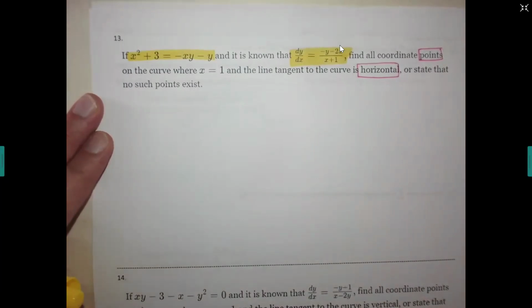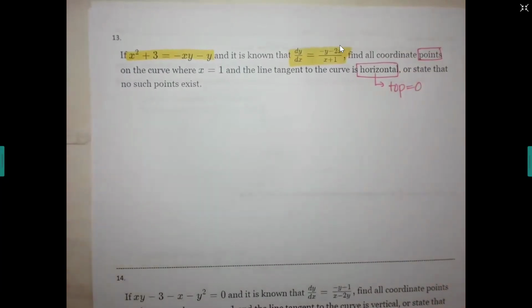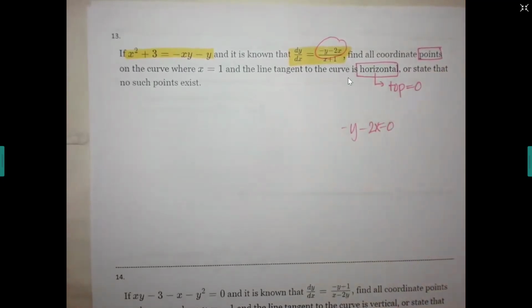Okay, so for horizontal, you want to set the top equal to 0. You should know that from last time's notes. So let's take our derivative and take the top. We're going to set it equal to 0. So that'd be negative y minus 2x equals 0.